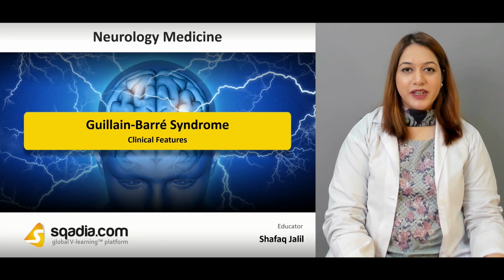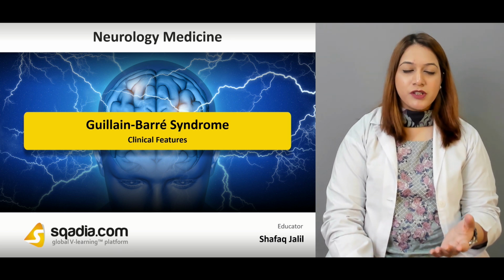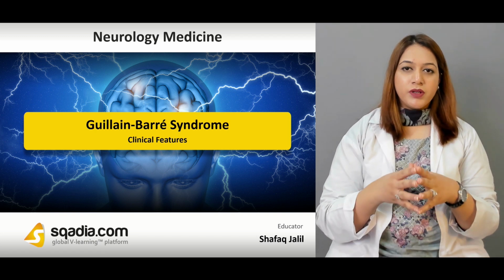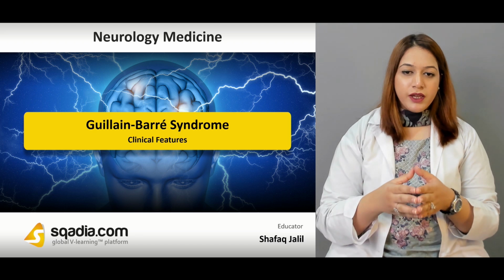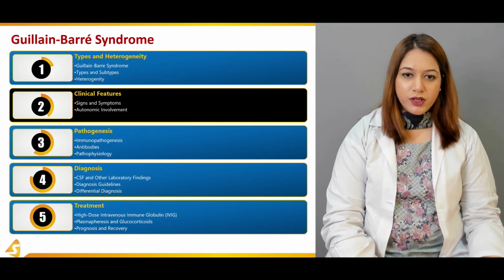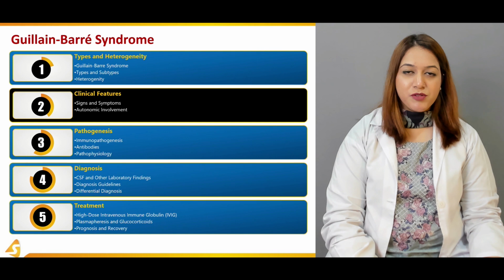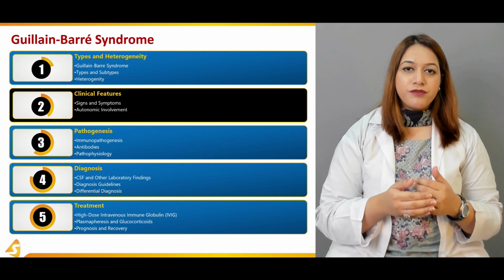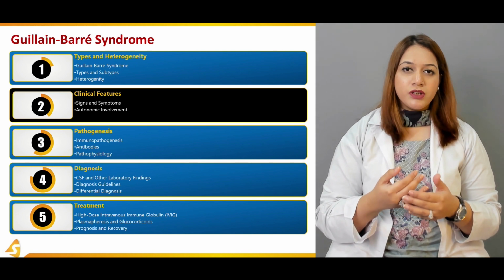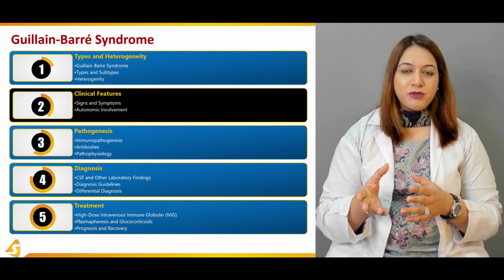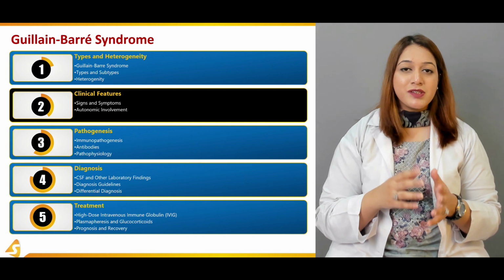Now we will continue with the clinical features of GB syndrome. We will see how the syndrome is going to affect our body, what parts are damaged initially, and how it progresses and ascends to other parts of the body. So we will talk about the signs and symptoms, the initial signs and symptoms with which the patient presents, and what are the later features with which patients can present with GB syndrome, and how we will diagnose the patient if he's experiencing autonomic involvement.